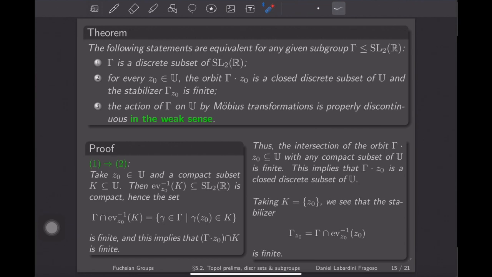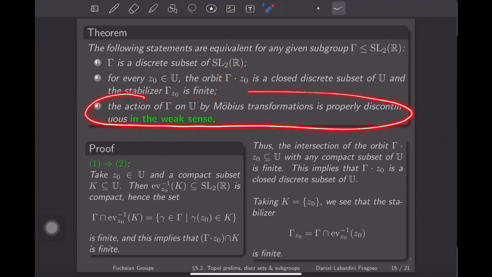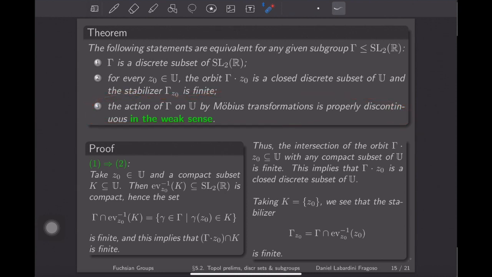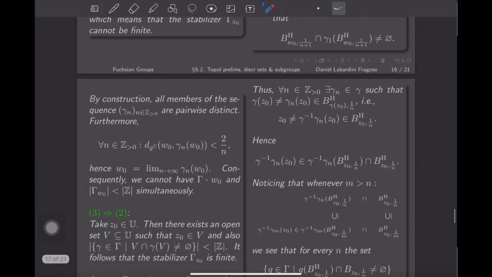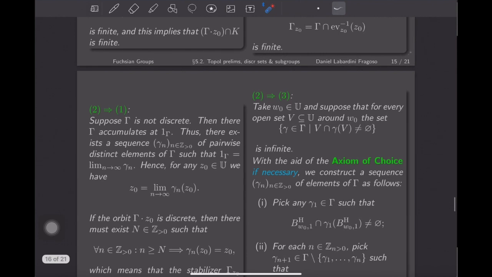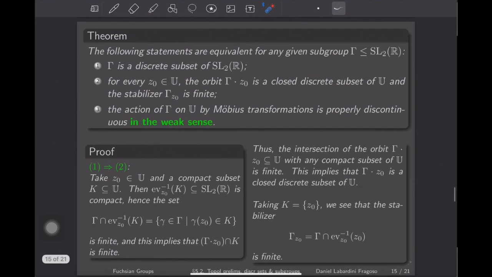So any given orbit doesn't accumulate at all in U, right? Closed and discrete, and stabilizers are finite. And the third condition is proper discontinuity of the action of gamma on U in the weak sense. So it's going to be a bit heavy, and there's going to be axiom of choice anyway.